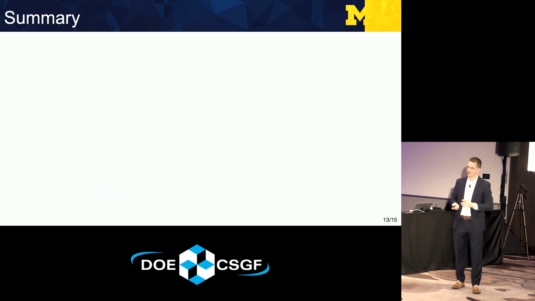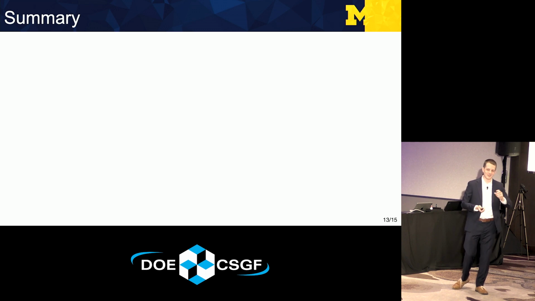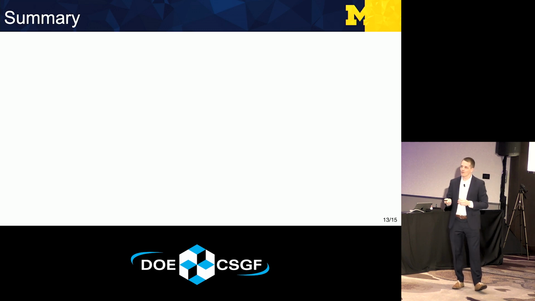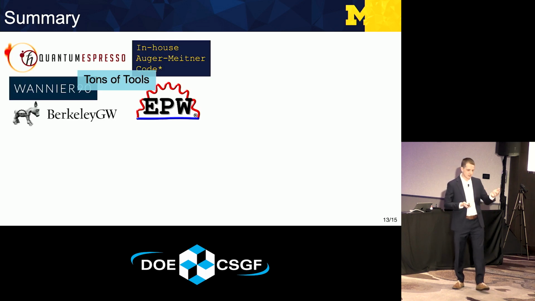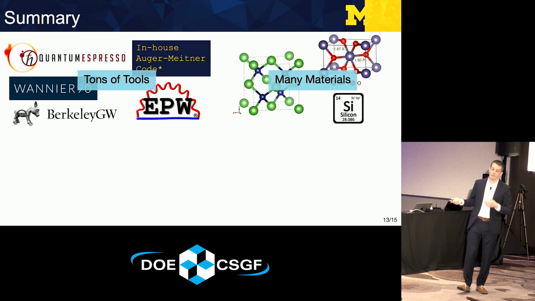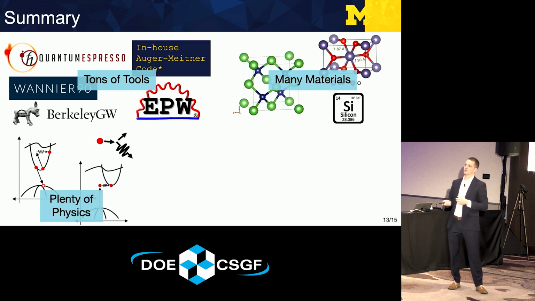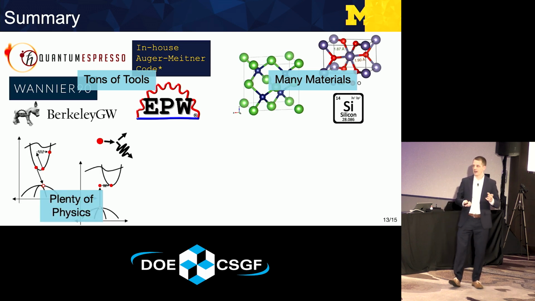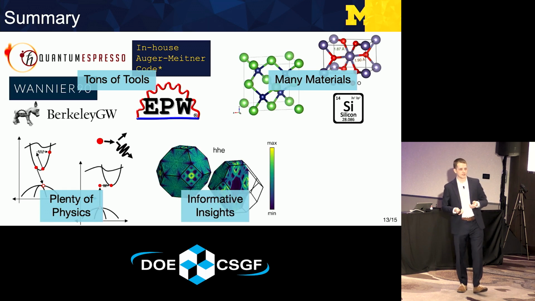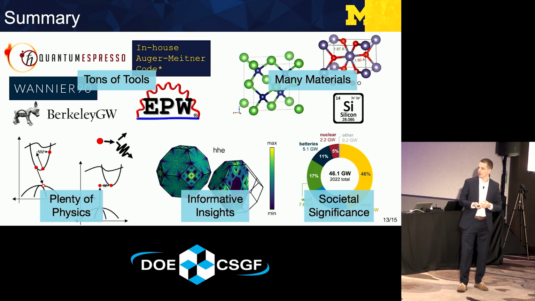So with that, I'll go into my summary now. I know I only had the chance to talk about one of these quantum processes, but I hope some of the takeaway from my work in computational material science is that we have tons of tools that allow us to study many different materials. And in those materials, we can study plenty of physics. And in that study of physics using computational methods, we can gain informative insights, which will hopefully allow us to help answer problems of societal significance.